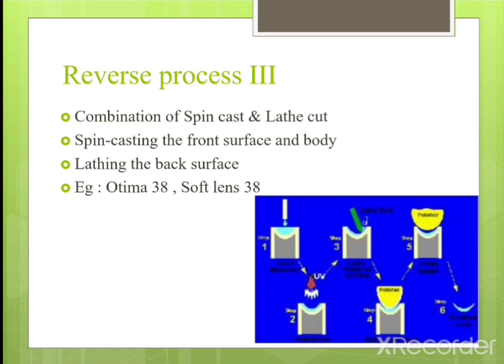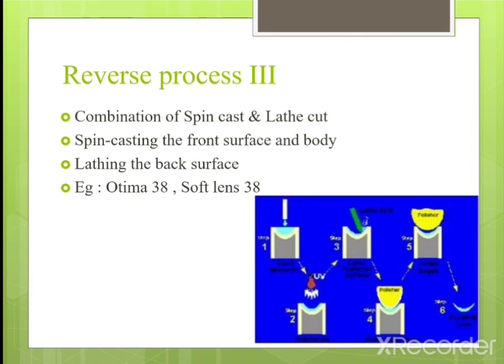This is the reverse process. It's a combination of spin cast and lathe cast. We have already read about spin cast, lathe cast, and reverse. In this, spin casting forms the front surface and the body, and lathing forms the back surface. The spin cast is used for the front surface, and then the back surface uses the lathing technique. For example, in the market, Softlens 38 is a reverse process type of manufacturing technique.